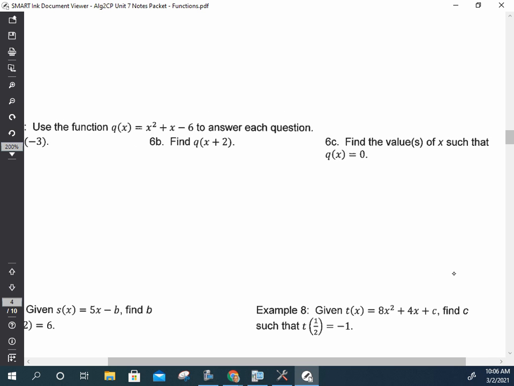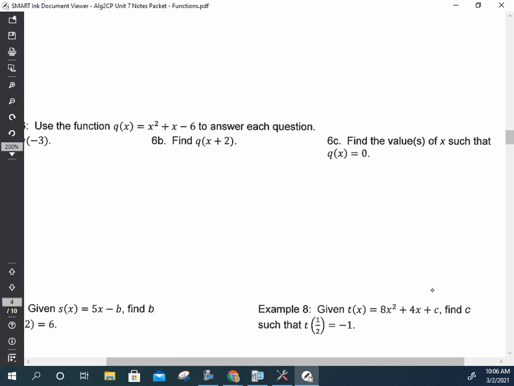So I'm on the same notes page, and we're going to use this function here: Q of x equals x squared plus x minus 6. We're actually doing example 6c. Find the values of x such that Q of x equals 0.